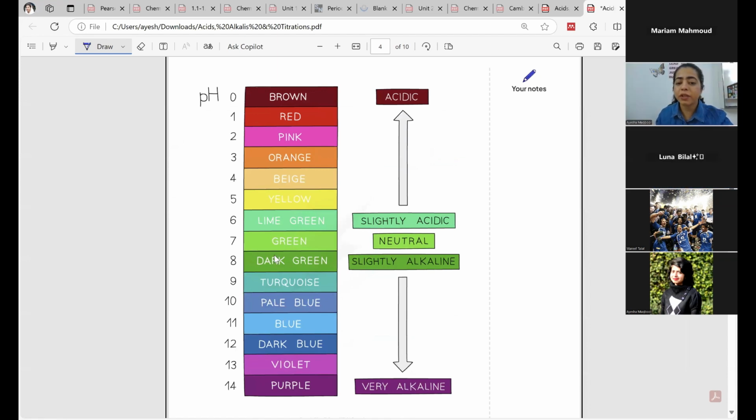Green or near to green is going to be neutral. Fine, but we want the exact pH. So brown means it is pH 0. Red means it is 1. Like this, you can keep going till number 14.